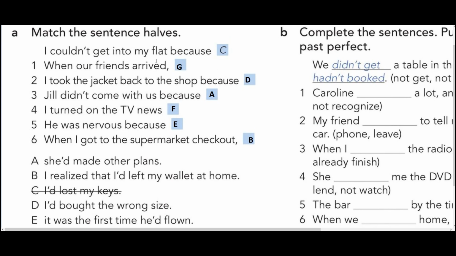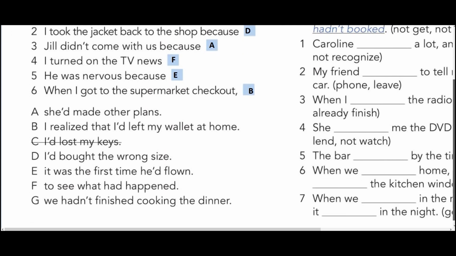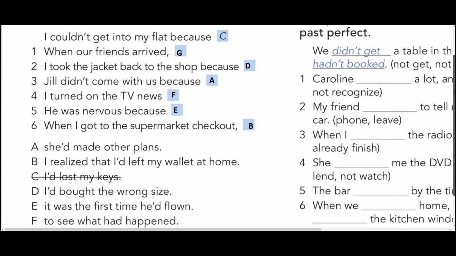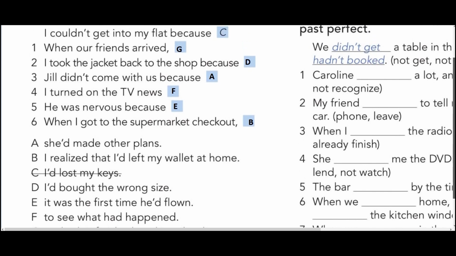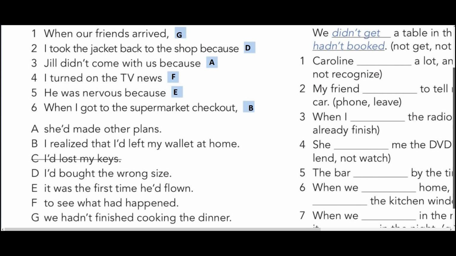I couldn't get into my flat because I'd lost my keys. When our friends arrived, we hadn't finished cooking the dinner. I took the jacket back to the shop because I'd bought the wrong size. Jill didn't come with us because she'd made other plans. I turned on the TV news to see what had happened. He was nervous because it was the first time he'd flown. When I got to the supermarket checkout, I realized that I'd left my wallet at home.